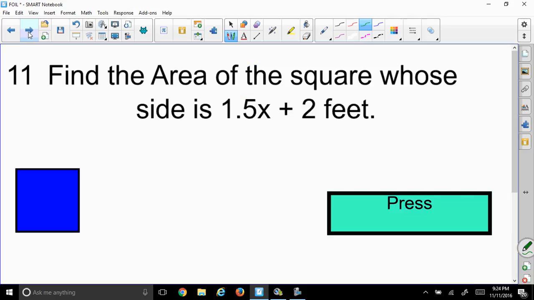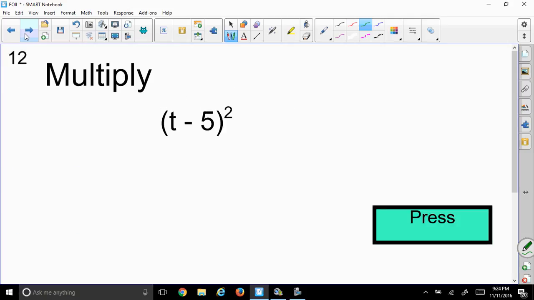Here's a nice application of area of a square. We're trying to find the area of a square whose side is 1.5x plus 2 feet. Okay, so hopefully you know about the sides of a square. Here's one that we can work on.